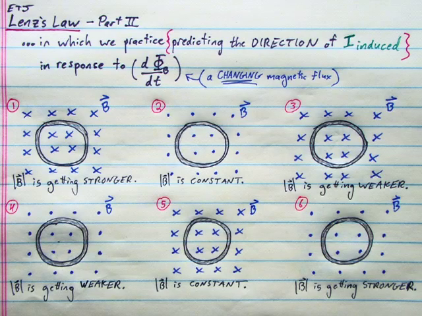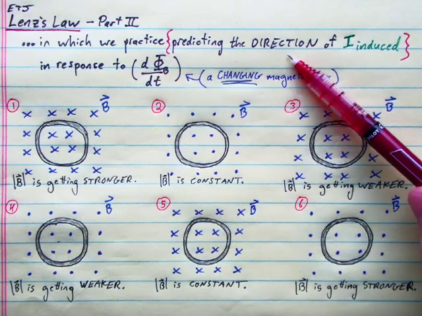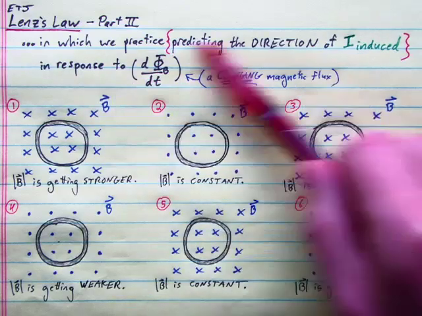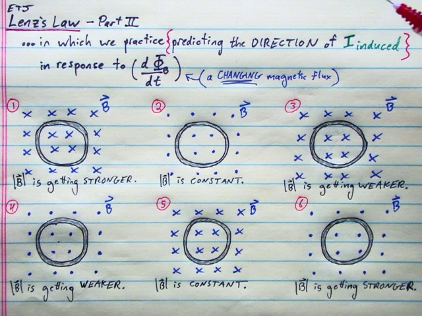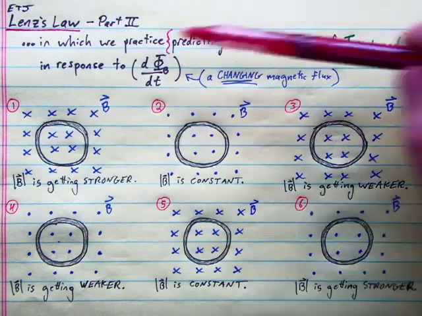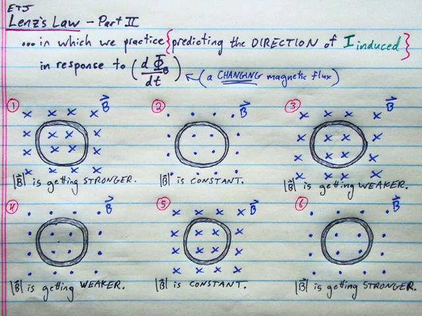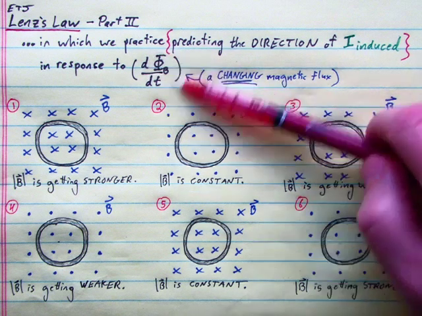Here are 6 example problems with which to practice predicting the direction of an induced current that appears in response to some changing magnetic flux. So applications here of Lenz's law. The system will respond in such a way as to try to maintain the flux at what it was before the flux began to change.